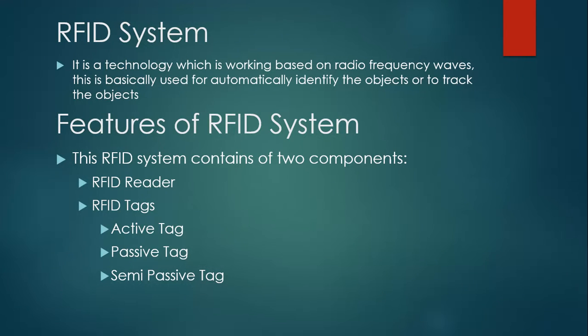And then the passive tag. This type does not have its own power supply, so it works with the radio waves generated by the RFID reader as the source of power. And then the semi-passive tag. This kind of tag has its own power supply, but in the case of sending the feedback signal to the reader, it relies on the radio waves which were generated by the RFID reader.